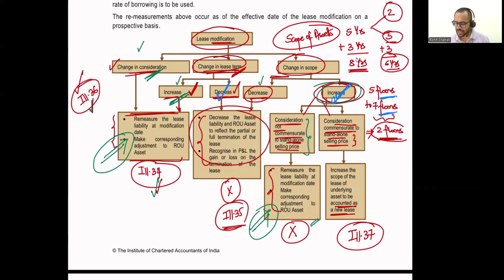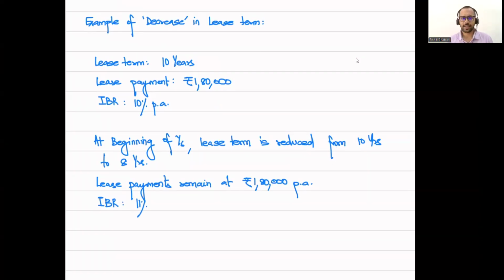All right, let us actually draft our own example for a decrease in lease term. The accounting is going to be the same as decrease in scope of lease. The accounting that we are going to learn is exactly the same as decrease in scope of lease, but let us actually draft our own example and see how the accounting is actually going to be. All right, let's now look at the example.